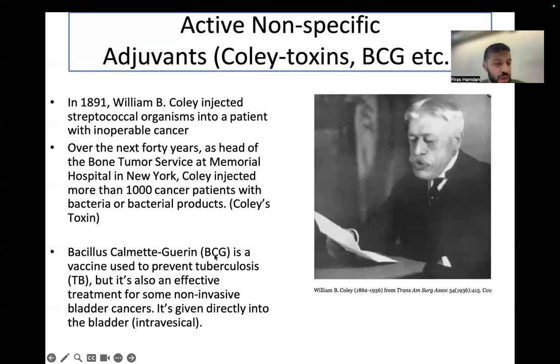So BCG, we call it Bacillus Calmette-Guérin. This is a vaccine, but a very old vaccine, mostly from the 1800s. It's a vaccine used to prevent tuberculosis, TB. Tuberculosis is a very nasty disease that is usually caused by Mycobacterium tuberculosis. It's a bacteria that causes a lot of pneumonia, and it persists in our lungs for basically a lifetime.